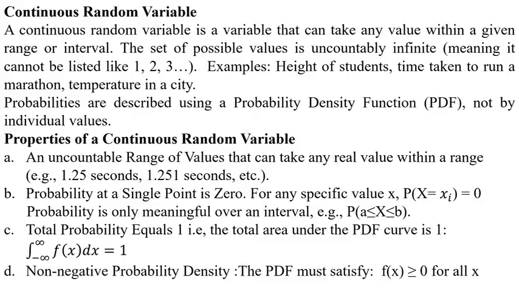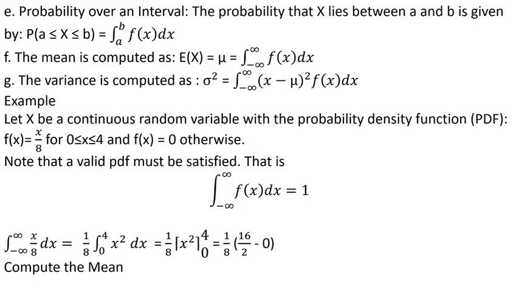Also, non-negative probability density. The PDF, that is also another property of a continuous random variable. The non-negative probability density: the PDF must satisfy that our f of x is greater than or equal to 0 for all x.